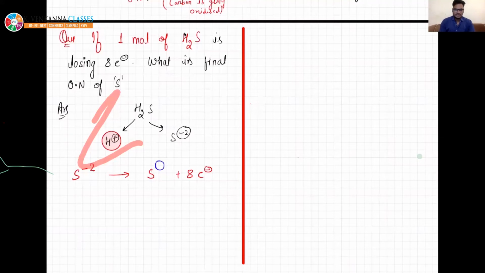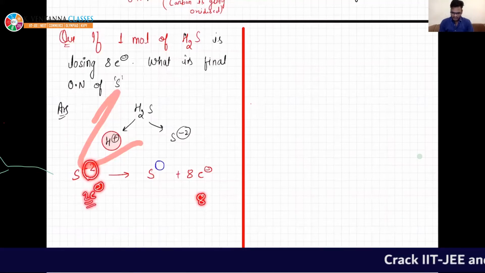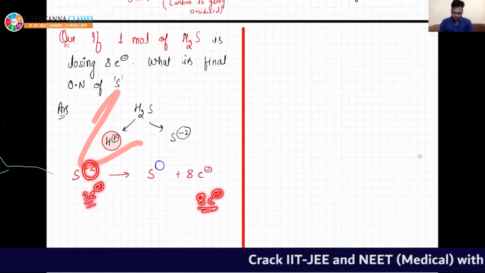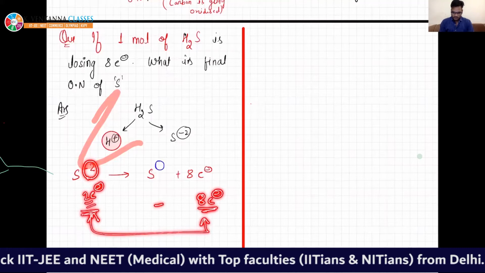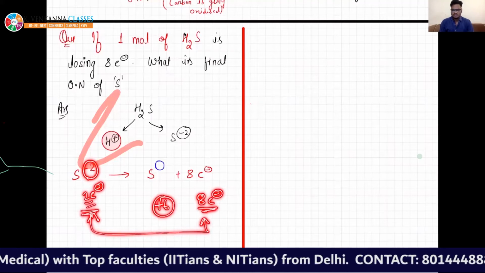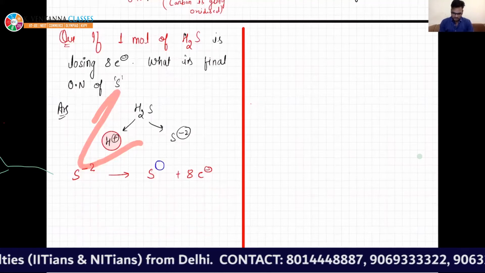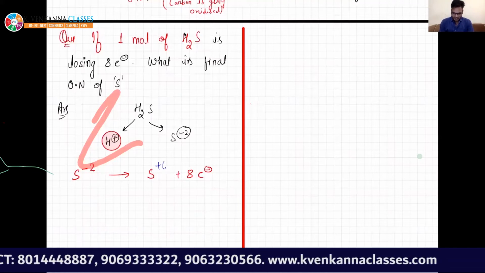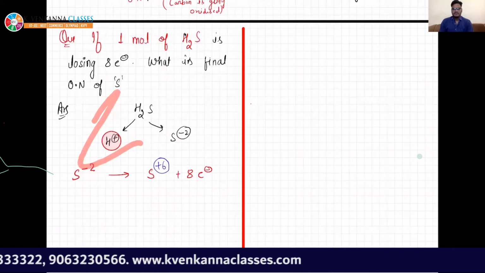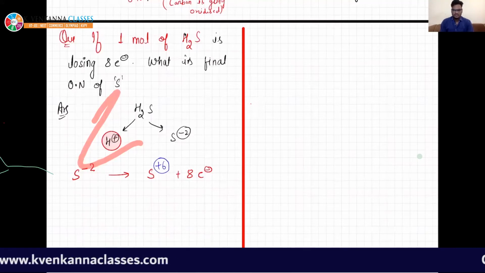Now give me the answer, beta. In this case, it is only a charge of 2 electrons, and it is 8 electrons, if you want to equate them. So it should be +6 charge. If it has lost 8 electrons, then it should be +6. Then only will the difference come as 8.